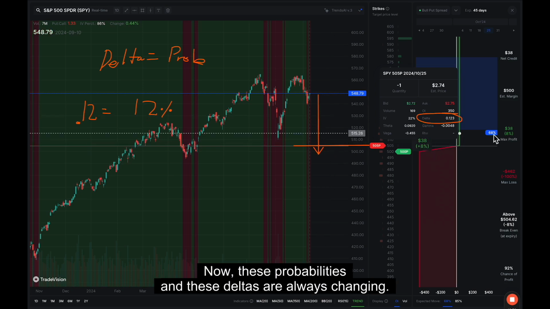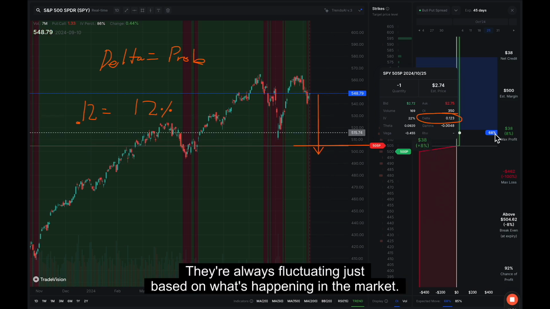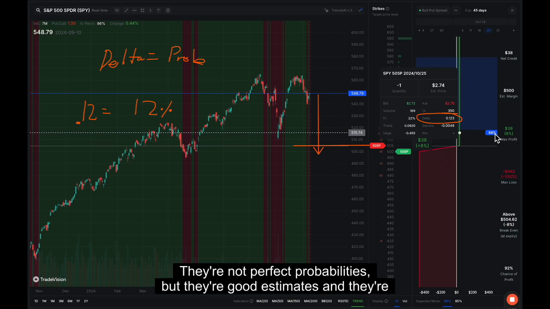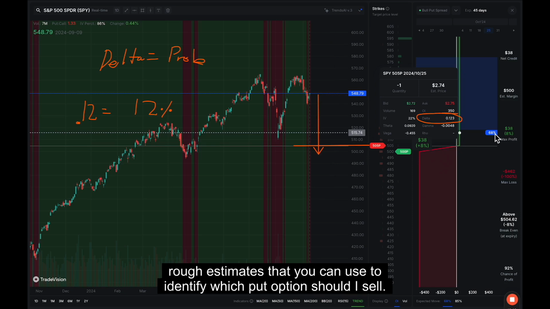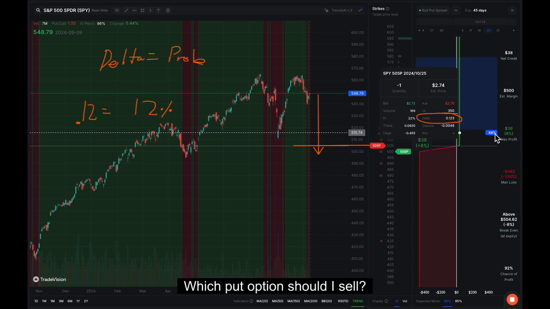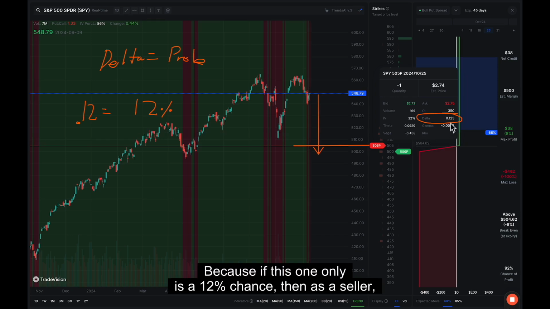Now, these probabilities and these deltas are always changing. They're always fluctuating just based on what's happening in the market. They're not perfect probabilities, but they're good estimates, and they're rough estimates that you can use to identify which put option should I sell. Right? Which put option should I sell? Because if this one only has a 12% chance, then as a seller, that gives me pretty good odds, right?